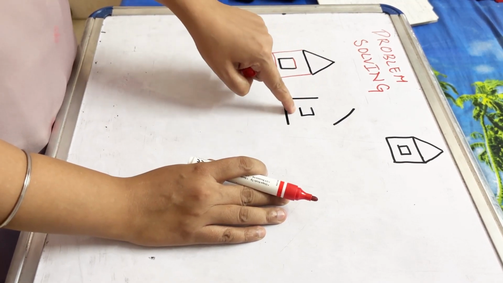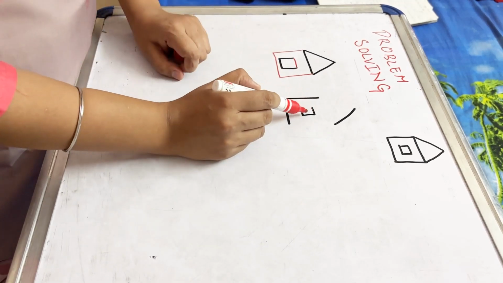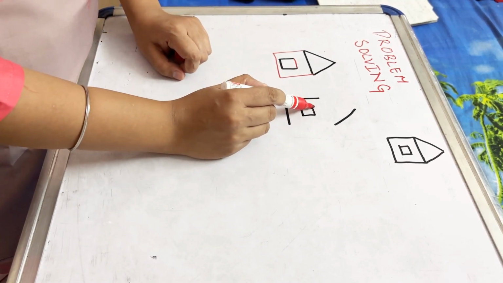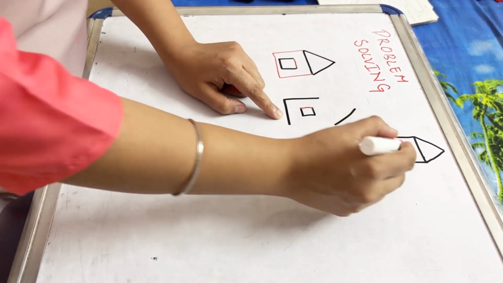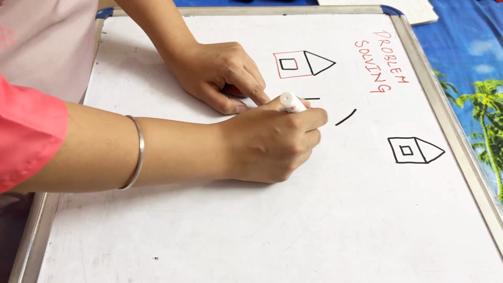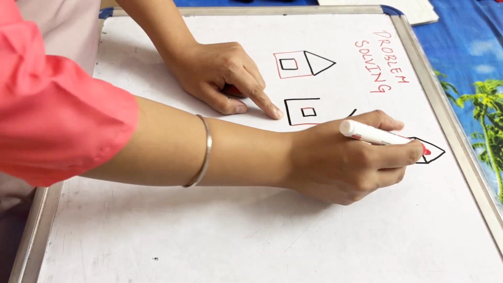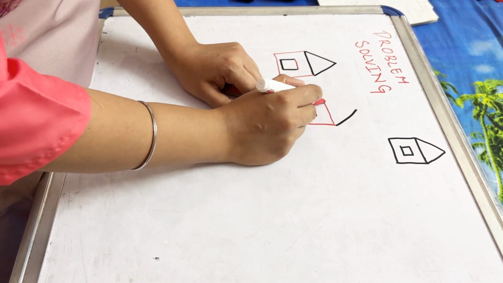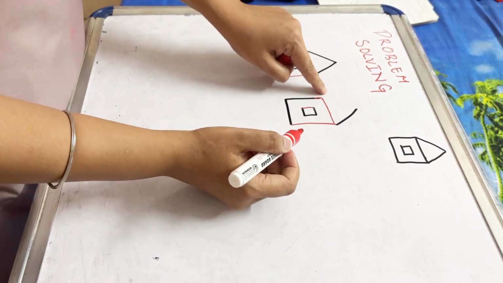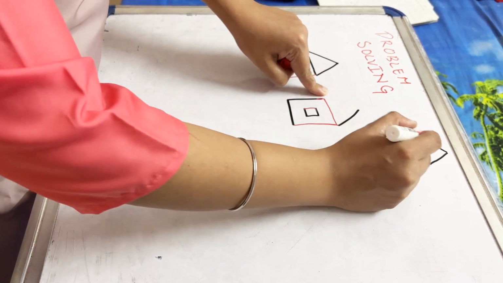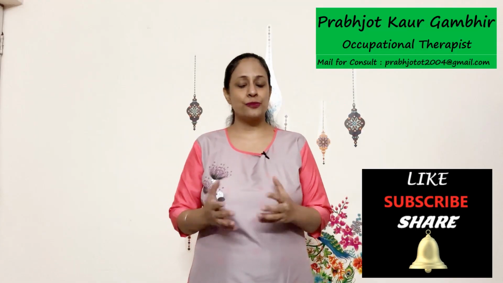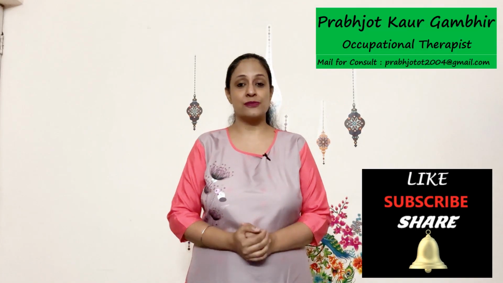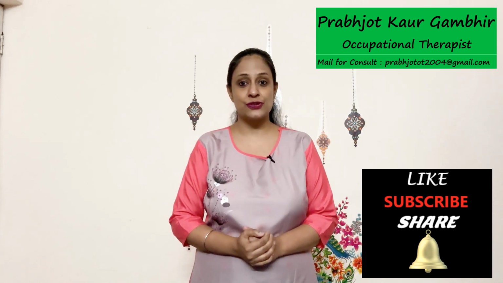Can you see a square in the middle? No, it looks like a reverse C. Let's complete this first. Now what is missing in the L? A standing line and a sleeping line. Now what is missing in the triangle? Only one slanting line. I hope this video of how to develop problem solving in children was informative to you.